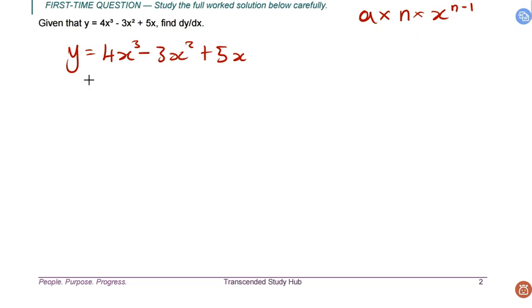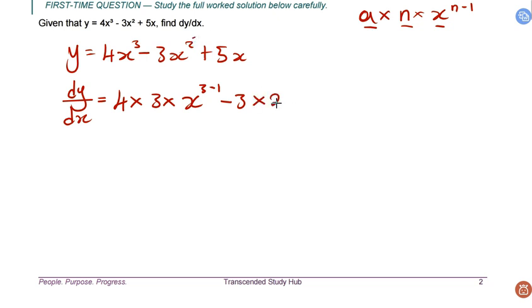Okay, I hope you have done that. So let's confirm. So here, what did we say? We said here to become dy over dx equal to, and then we have agreed that 4 will multiply by 3, which is a, which is 4. So it will be 4 multiplied by our n, which is 3, times x, which is here, and then the power, which is 3, must be reduced by a 1. That's what we agreed. And then we are going to have negative 3 is going to multiply with n. In this case, it will be a 2. So times a 2 there.